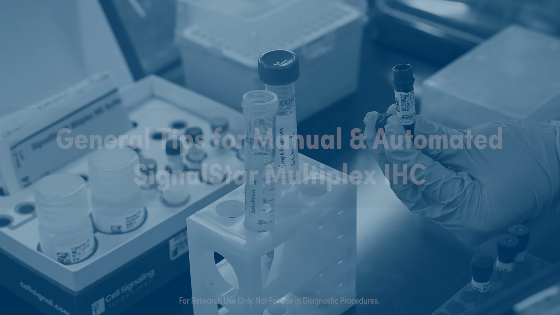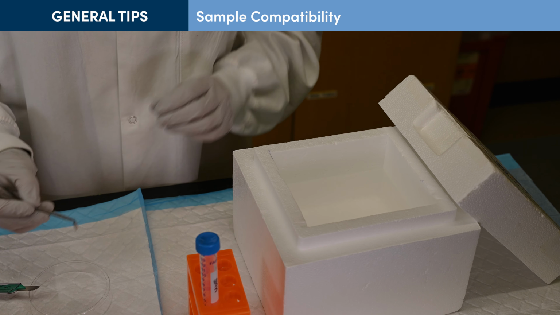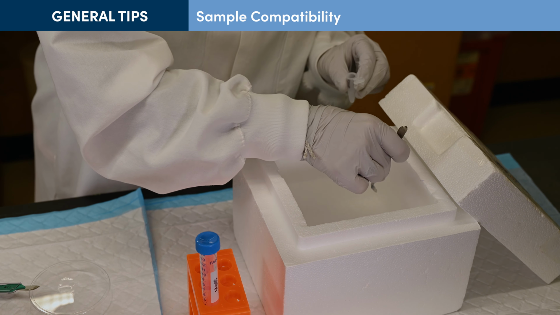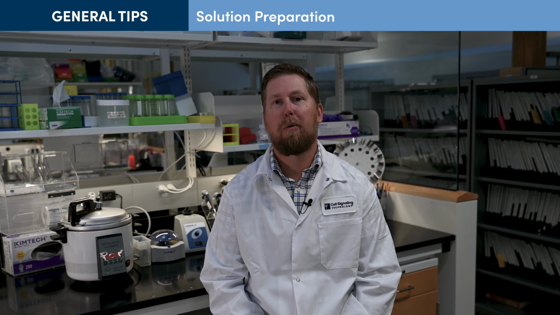So first, let's examine sample compatibility. To create SignalStar antibodies, we start with CST antibody clones that have been validated for IHC in formalin-fixed paraffin-embedded tissues and conjugate them for use in the SignalStar protocol. This means SignalStar antibodies will work on FFPE tissues. Other tissue preparations, such as flash frozen, can result in different epitope structures or availability and are not guaranteed to work with SignalStar kits.